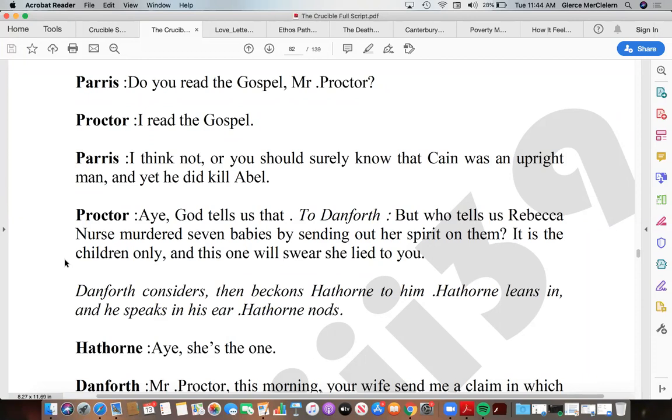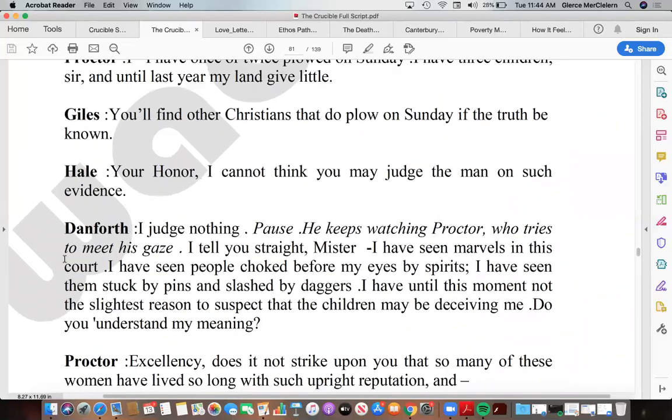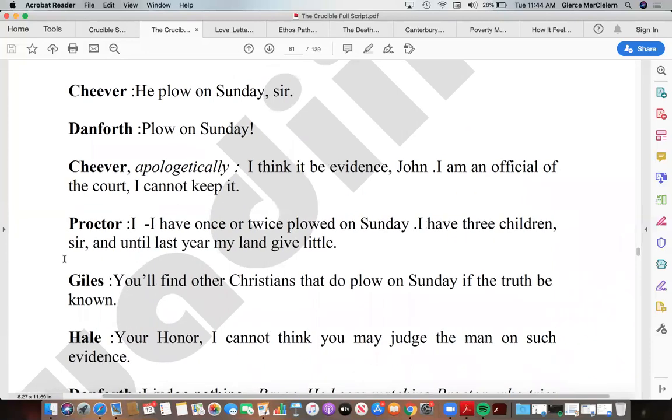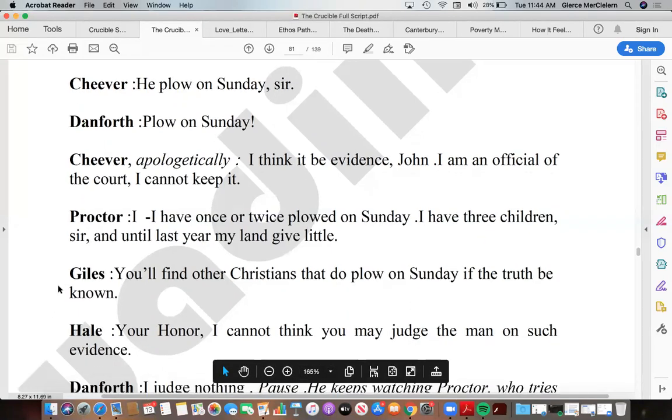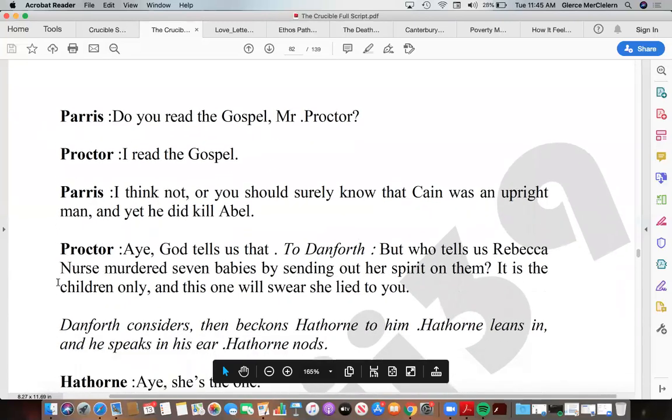Like the priests, yes, spilling tea. Cheever being like, he plows on Sunday, sir. I'm like, why you gotta tell people though? And then she was like, on Sunday? I think it might be evidence, dude. I'm not trying to lie on you, but this is what happened. Like, oh my God, why are y'all?